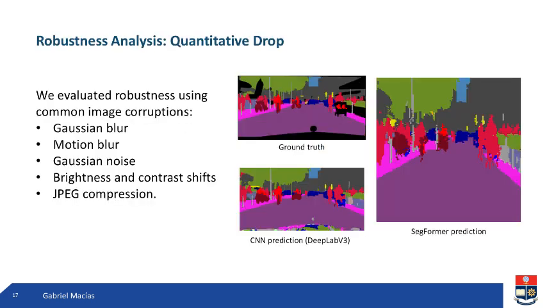The image compares semantic segmentation results. The ground truth shows the correct pixel-level labels. The CNN DeepLabV3 prediction captures the general structure, but presents more noise and less precise boundaries. The SegFormer prediction produces smoother regions and more consistent segmentation, although some fine details may be lost.